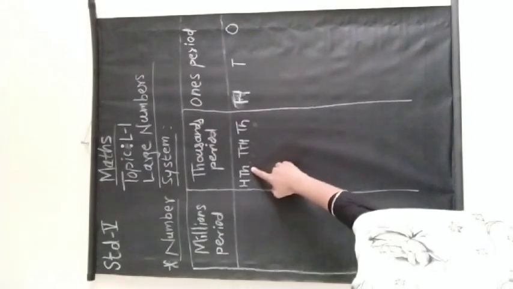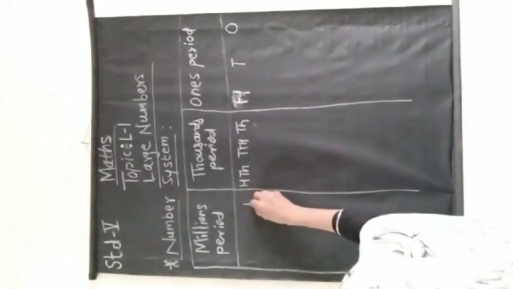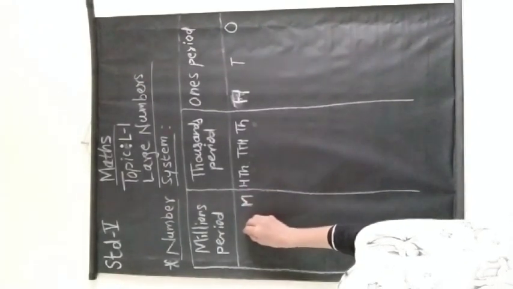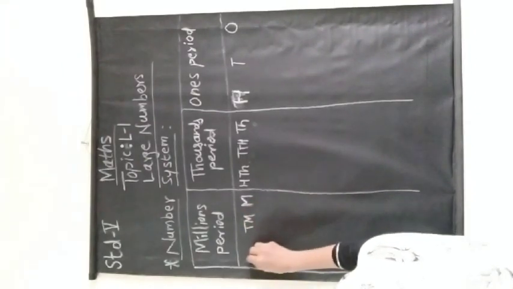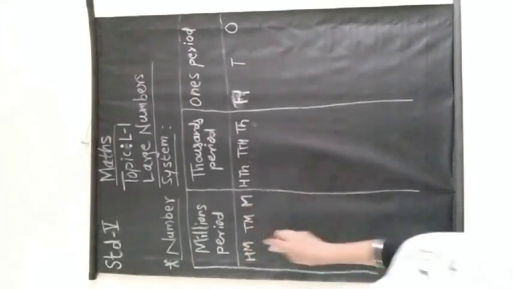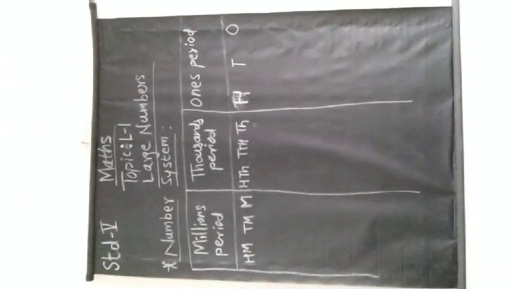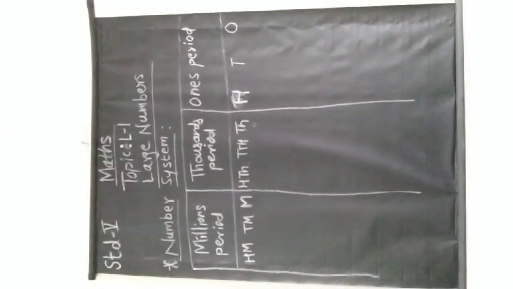Okay students, now in the millions period there are 1 million, then 10 million, then 100 million. Now what about our Indian system? In the Indian system, till 1000 all are similar.